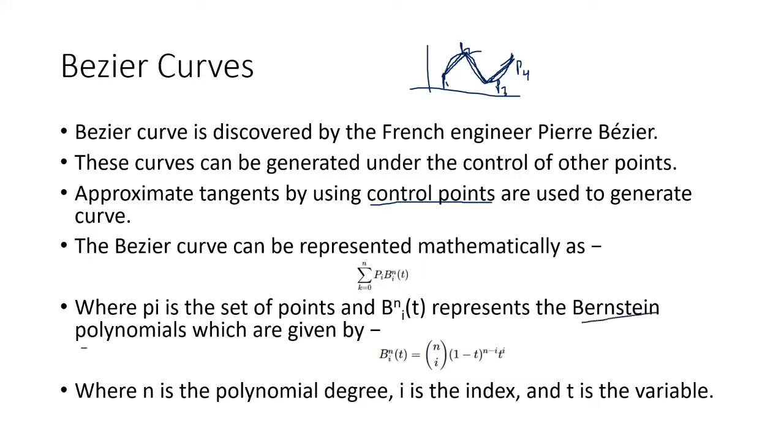Okay, so the Bernstein polynomial equation is given by this expression. How we are getting this expression, I am going to talk about a little bit later, but first of all you have to keep in mind that a Bezier curve is going to have one and two control points, basically the starting point and the ending point.